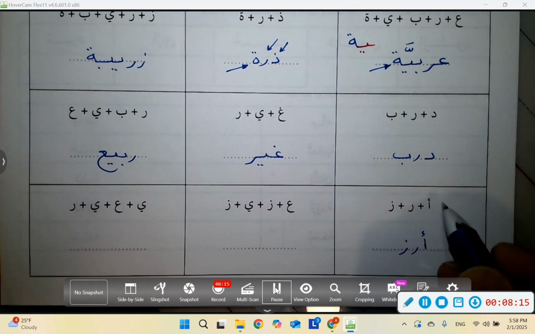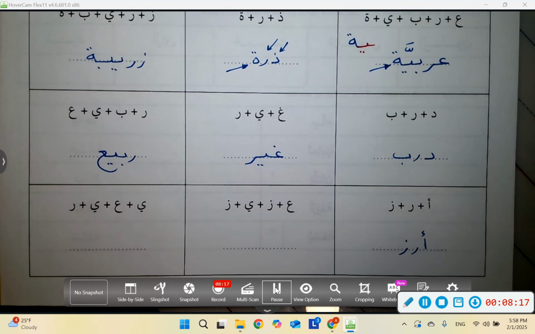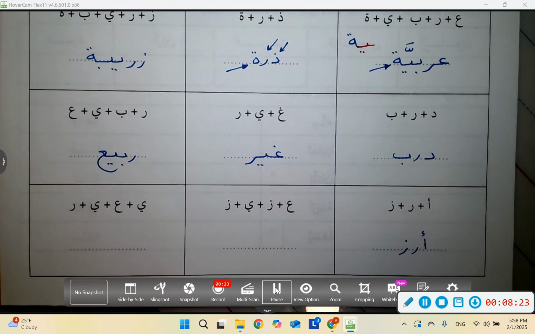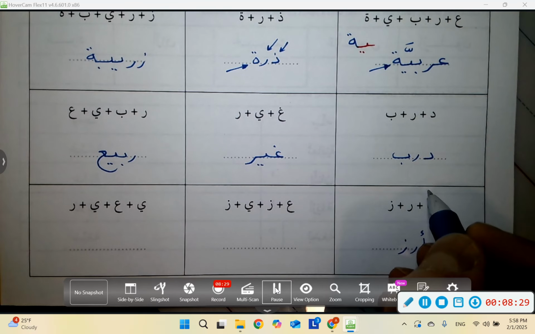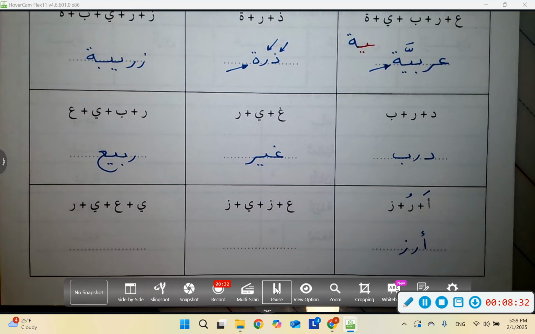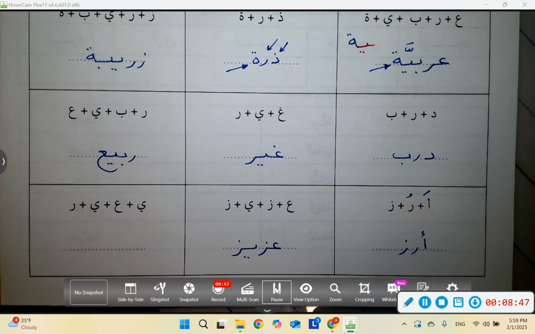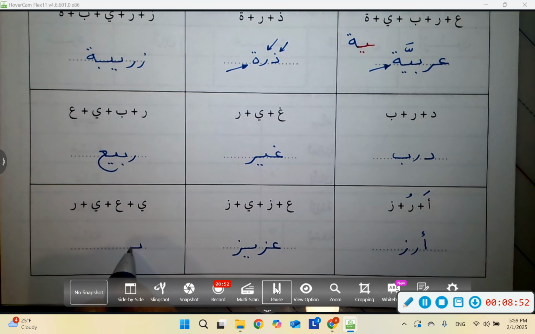Or aruz. So since we didn't put harakat, it can be read arz, it can be read aruz. Arz means cedar, it's a type of tree. Aruz means rice. So let's put harakat to decide which one this is. Ruz. Aziz. Ain. Za. ياء ز. يعير. عين ياء عين ياء راء.